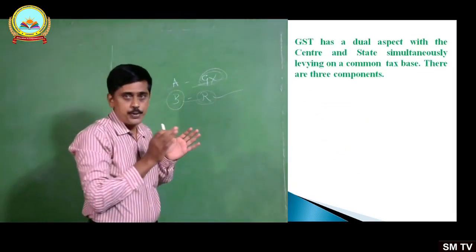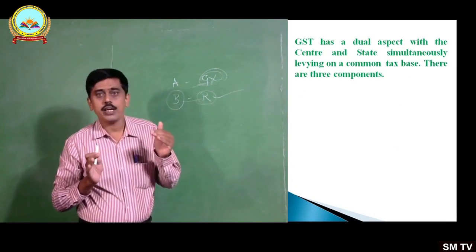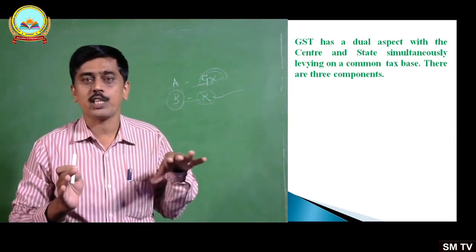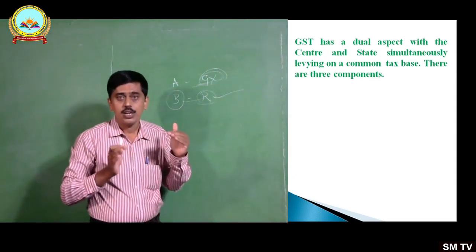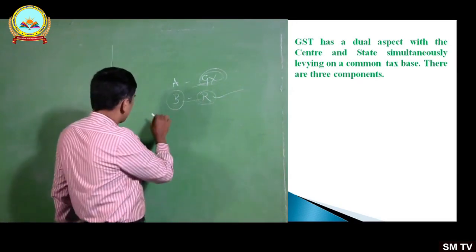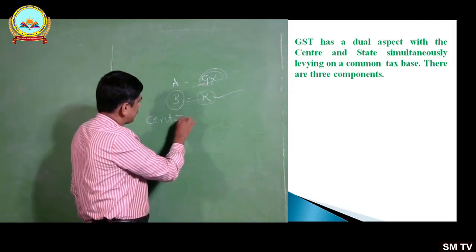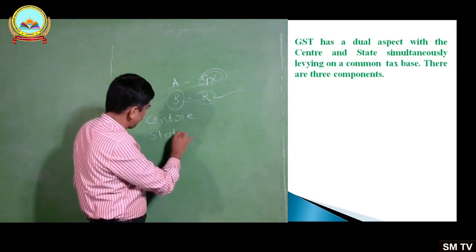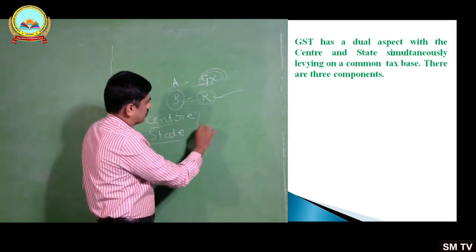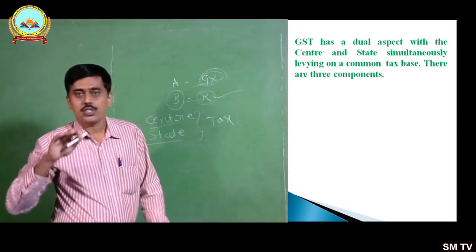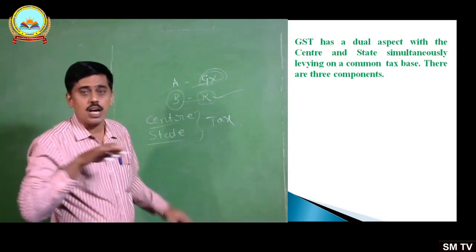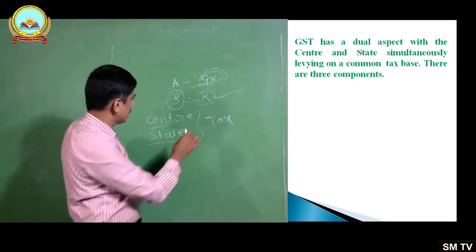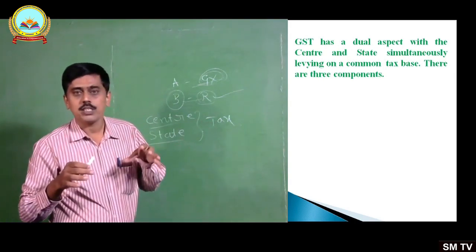GST has a dual aspect with the center and state simultaneously levying a common tax base. GST has a dual aspect because here center on the one side, state on the other, simultaneously they tax. They commonly use the tax base and collect the tax.